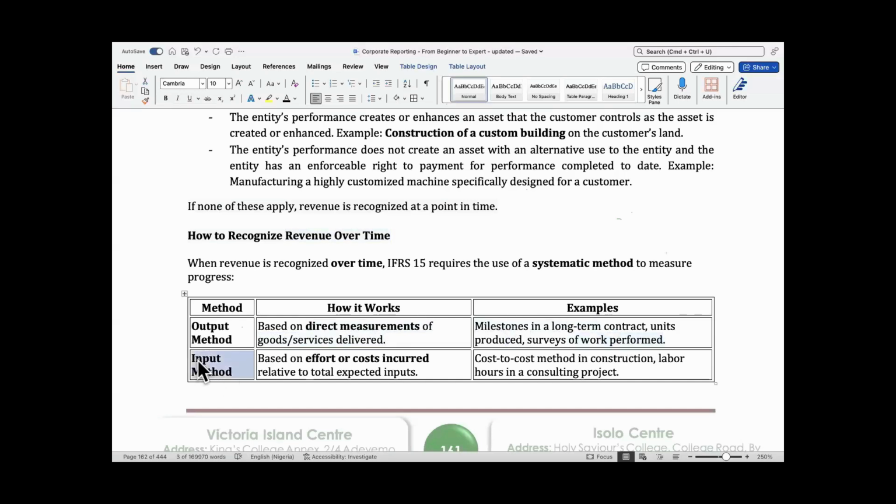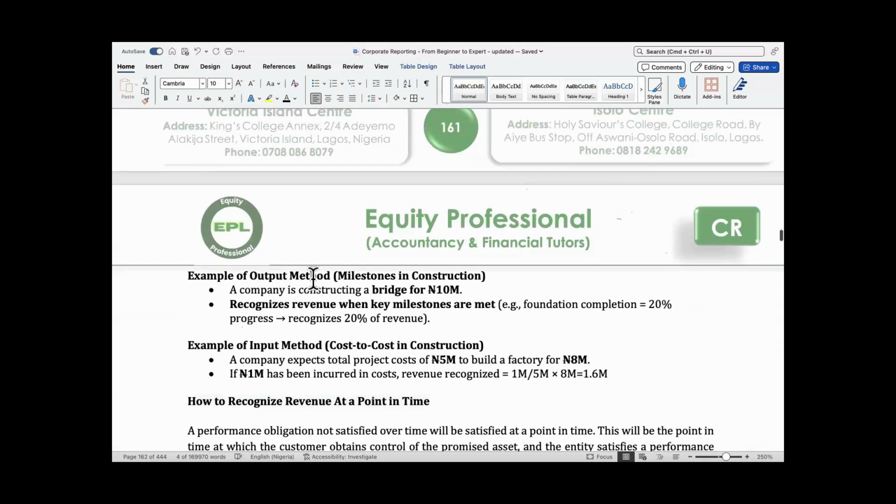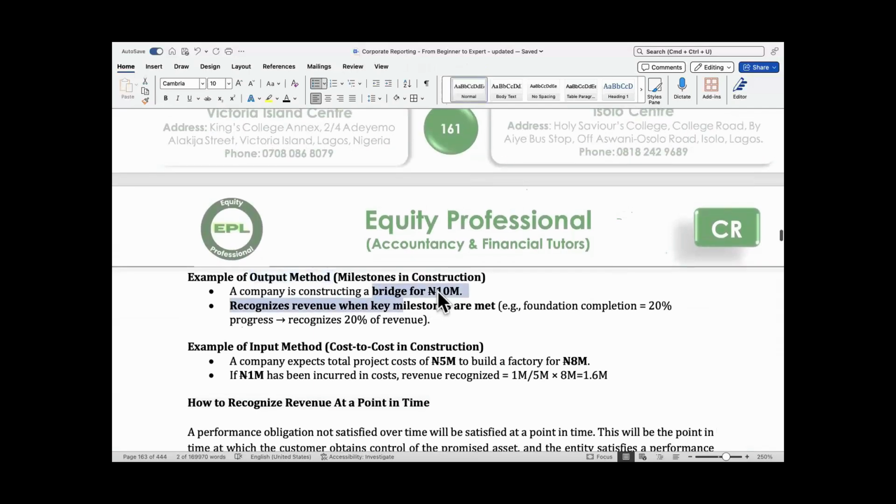Another method is the input method, by focusing on the costs or the efforts you have put in. And with this input method, you can look at the cost-to-cost method, like how many labor hours you have put in and all of that. An example of the output method is a company constructing a bridge for 10 million naira.